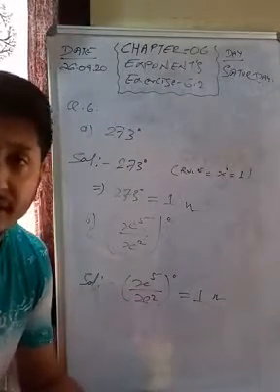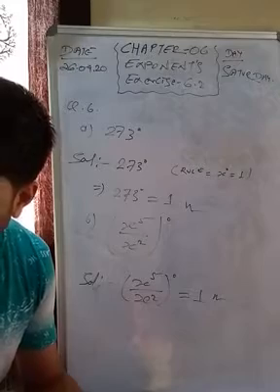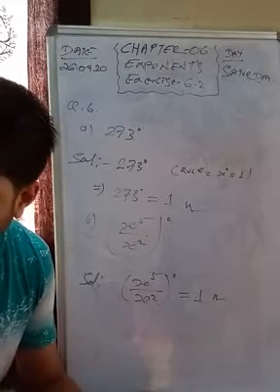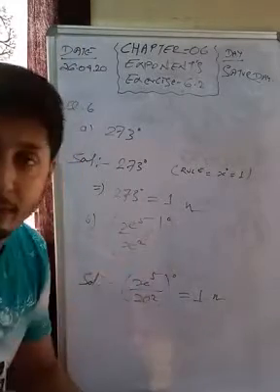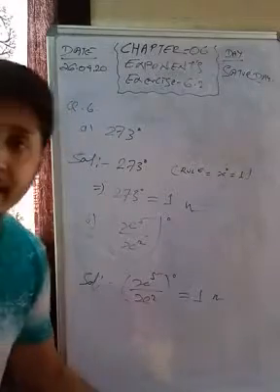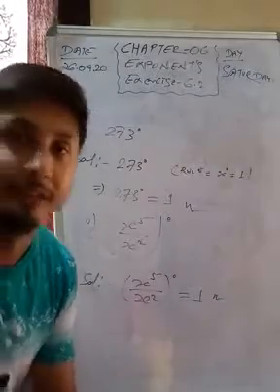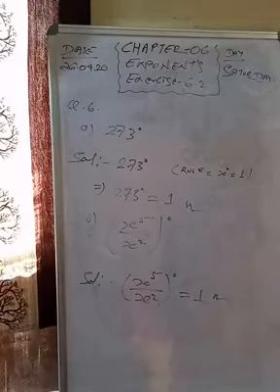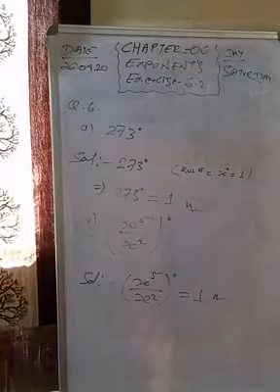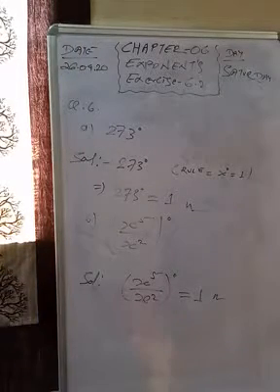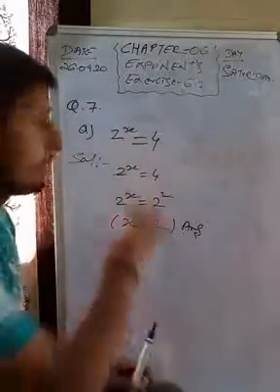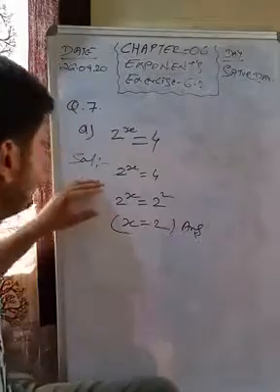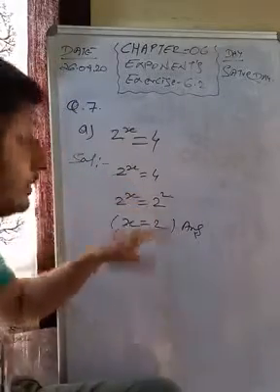The same applies to question C. So I have to write down question number 7. Just note this down, and C is your homework. Question number 7 is 2 to the power x equals 4. So we solve it: 2 to the power x equals 4.